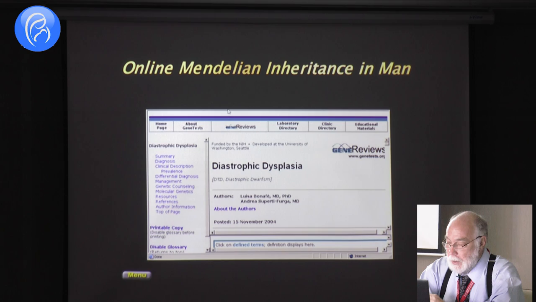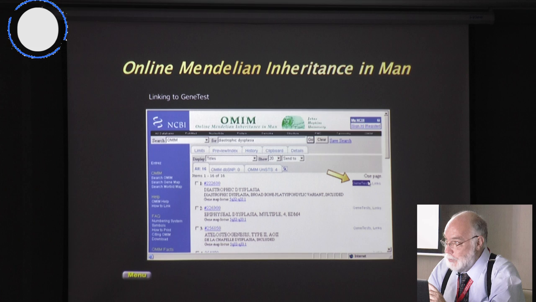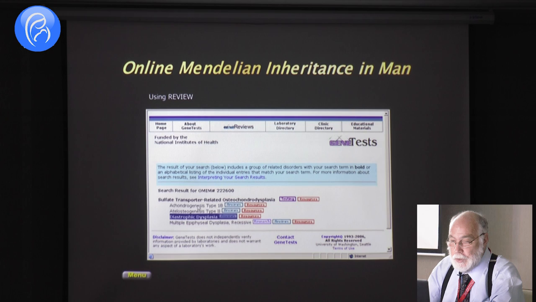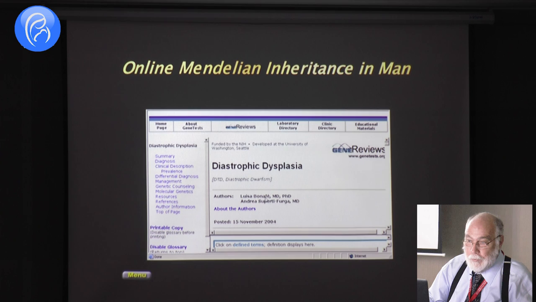Okay. Now, when you do a search in OMIM, you can find a connection on the right side. You see, that's a dysplasia. And when I go to the right side, you have GeneTests. Has anyone of you gone onto GeneTests? That's an important website, also covered by the NIH. And if you click here, you have a chapter on dystrophic dysplasia, whatever condition it is. And these are very well-written articles by very qualified people.